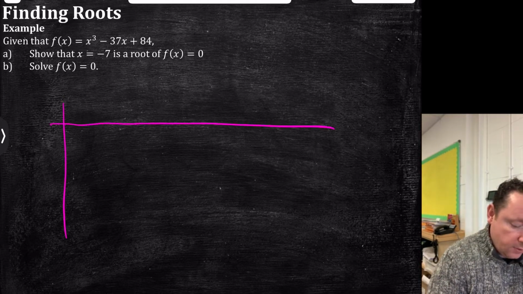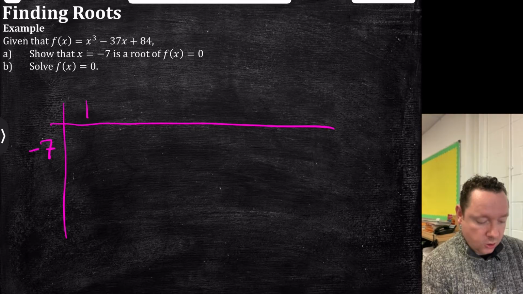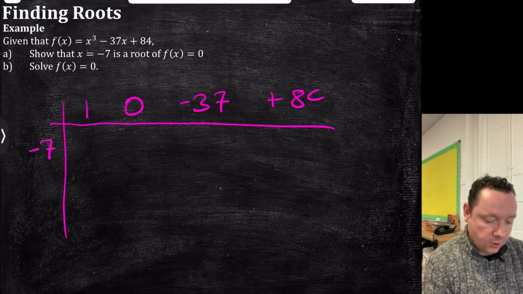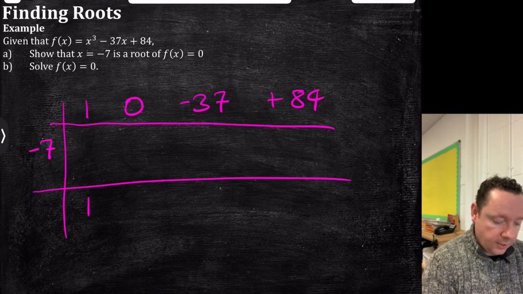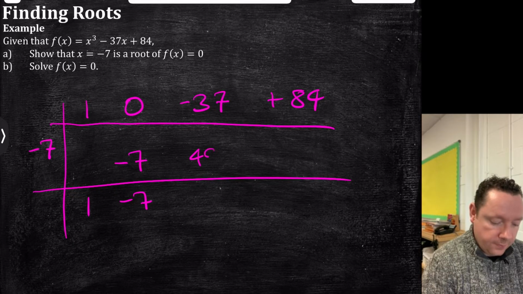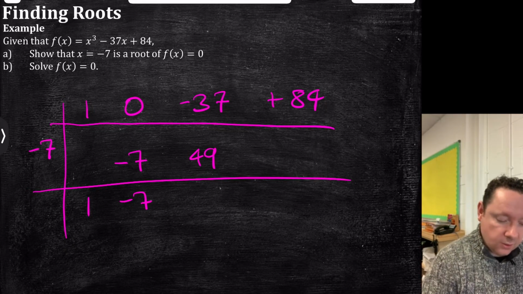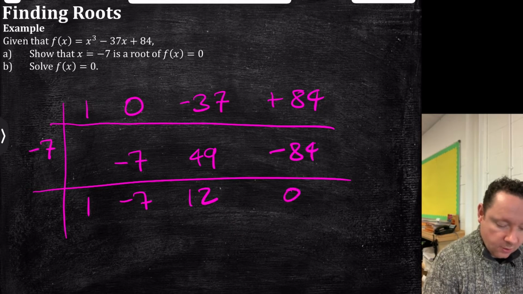So I do my setup synthetic division. Minus 7 is what I'm subbing in. We've got 1x cubed. Now, careful here, we've got no x squared, so I write 0, then minus 37x plus 84. So you need that 0 because there's no x squareds. Take the 1 down. 1 times minus 7 is minus 7. Add them to get minus 7. 7 7s is 49. 49 take away 37 is 12, I think. And then 7 12s is 84, but it's minus 84. And add them to 0.